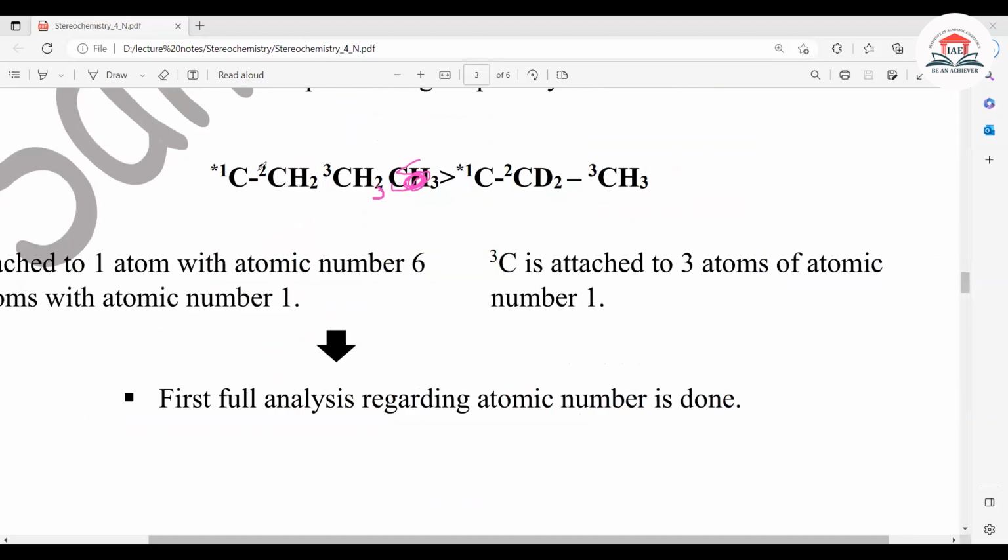ঠিক আছে। So in this case, see, all the first carbon is attached to one carbon. Here also one carbon, one carbon, one carbon. So by considering the atomic number, you cannot determine the priority because all the carbon atoms are attached to one carbon, two hydrogen, or one carbon, three hydrogen. So you cannot use the first rule, that is the atomic number rule here. In that case, you will have to consider the mass number rule. ঠিক আছে?